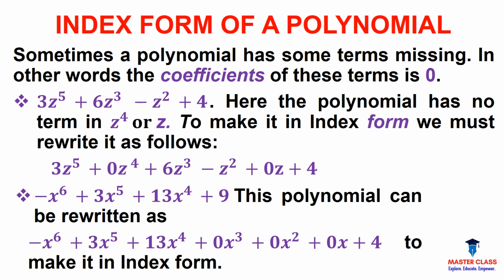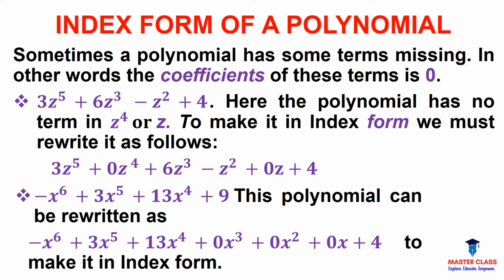We will now learn what is meant by the index form of a polynomial. Sometimes a polynomial has some terms missing. In other words, the coefficients of these terms are 0. In the polynomial 3z raised to 5 plus 6z cube minus z square plus 4, we will notice that there is no term in z raised to 4 or z. To make it in index form, we must therefore rewrite it as follows: 3z raised to 5 plus 0z raised to 4 plus 6z cube minus z square plus 0z plus 4.